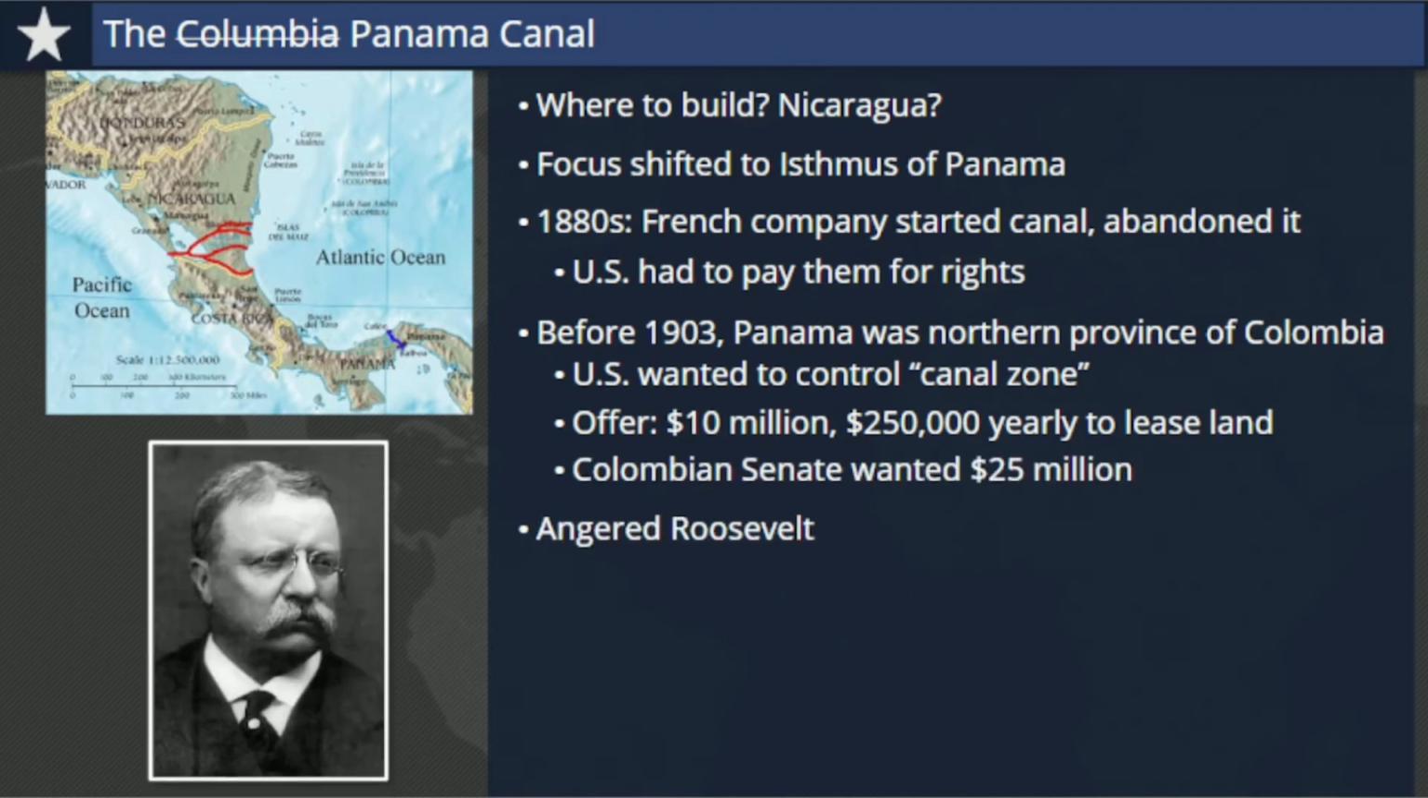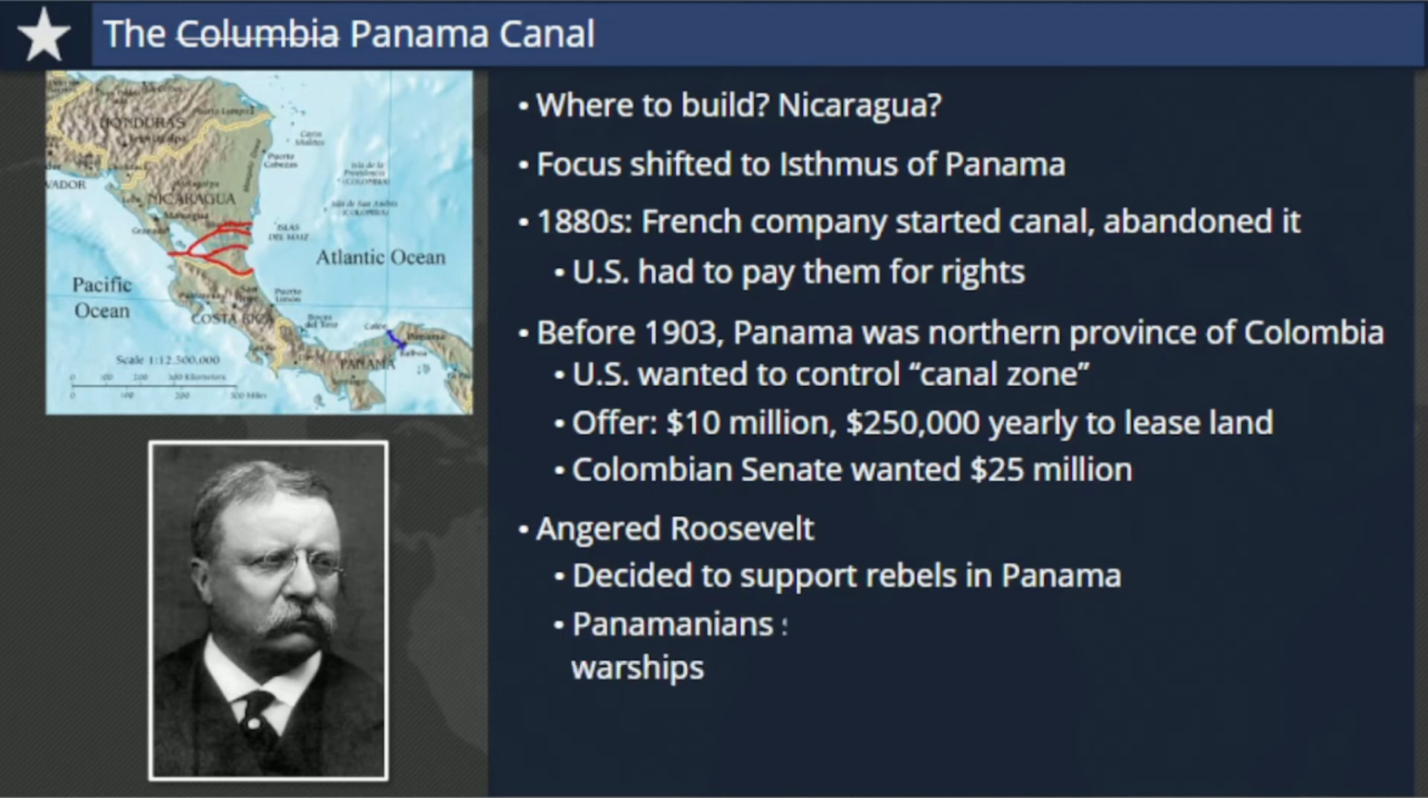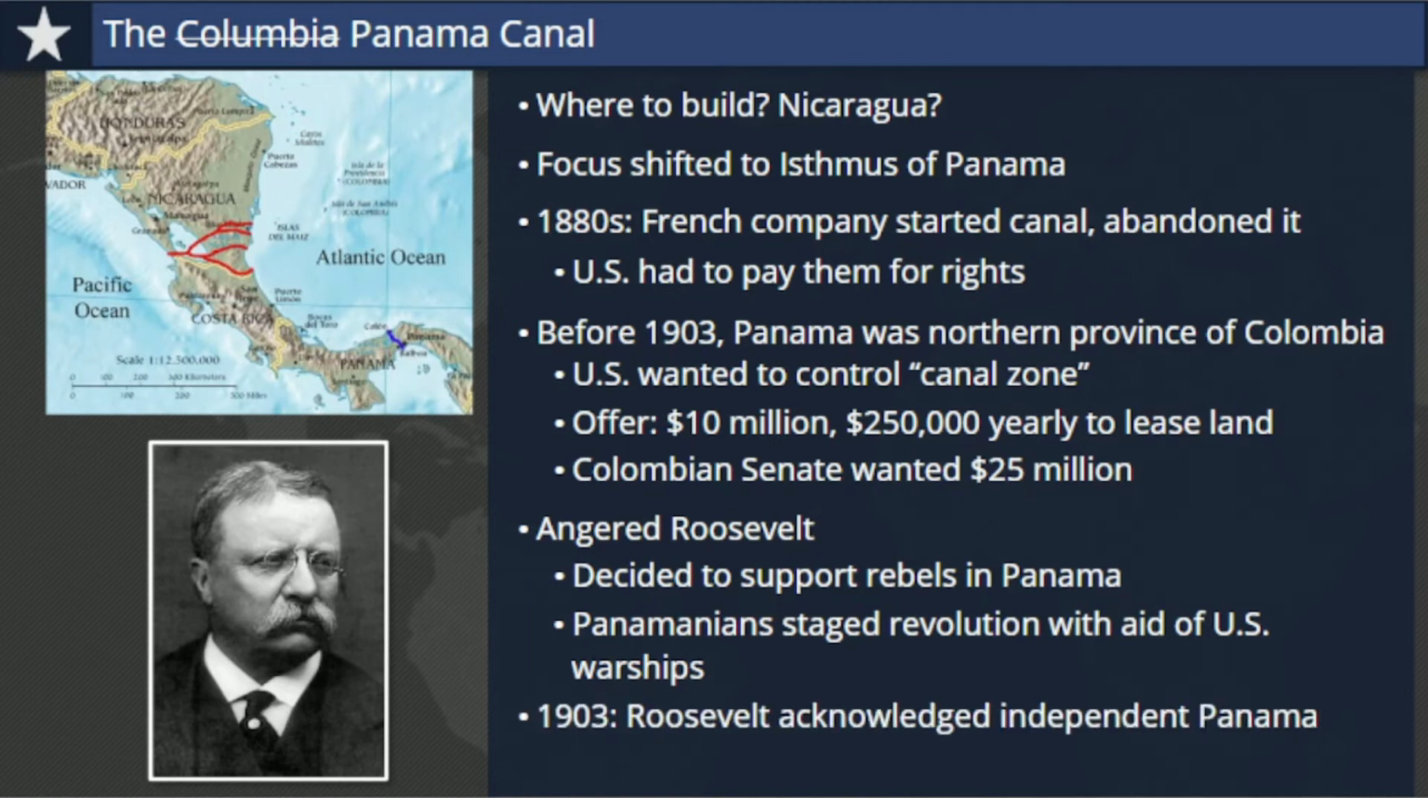President Roosevelt became angry when he heard of this. He decided that instead of dealing with the Colombian government, the U.S. would support rebels in Panama who wanted independence from Colombia. While Panamanians staged a small revolution and declared their independence, U.S. warships blocked the sea route so that Colombia could not interfere. Roosevelt acknowledged the independence of Panama in 1903 and signed a treaty for the same $10 million deal that he had originally offered Colombia, but for a larger canal zone 10 miles wide.